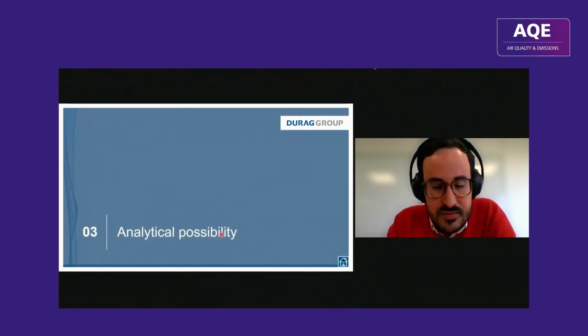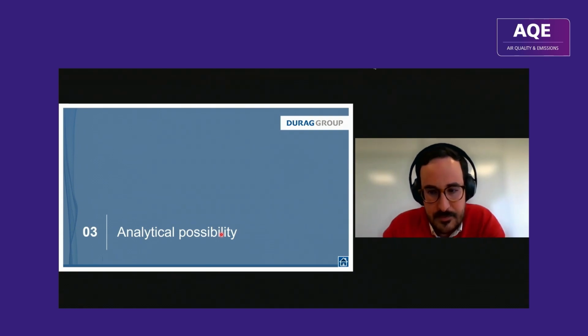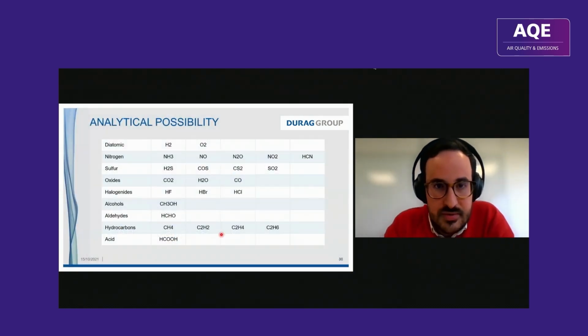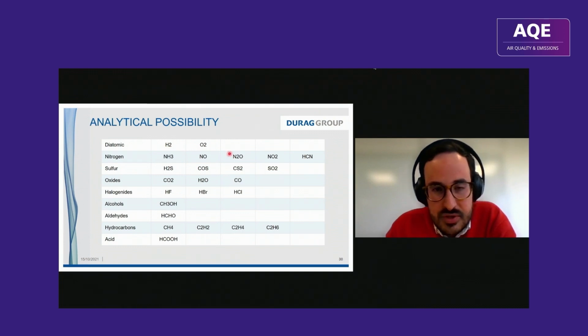So I will now go to the analytical possibilities. What can you measure with these two patents today? We can measure around 30 gas species. We were one of the first to measure, for example, hydrogen with infrared technology. But we also measure most of the gases needed for SEMS, so NOx, ammonia, H2S, formaldehyde, HCl, HF, CO2.